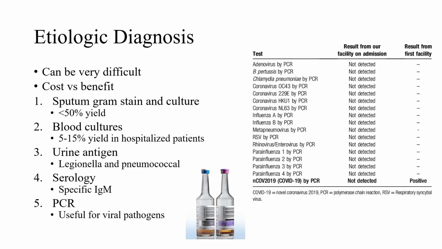And then we have PCR. So this is most useful for your viral pathogens. And over here, what I included was what a sample report would look like. You might hear this called a BioFire test, which is one of the brand names. So you get a good amount of viral etiologies on these reports. This report shows you not detected for everything, but positive for COVID. It looks for a lot of things: influenza, COVID, both COVID-19 and the seasonal, adenovirus, metapneumovirus. So these can be very helpful, both inpatient and outpatient.